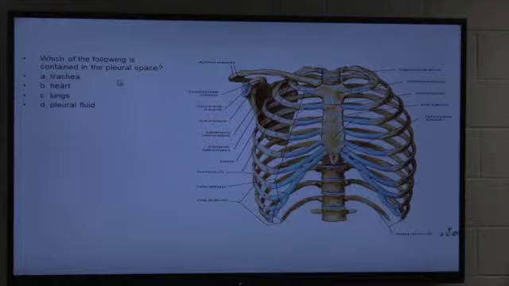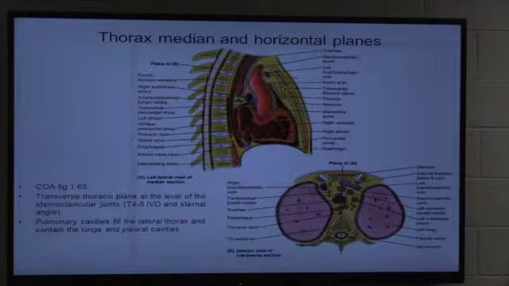Which of the following is contained in the pleural space? The trachea, the heart, the lungs, or some pleural fluid? The answer is pleural fluid. I put this diagram here to show you that these are the pulmonary cavities. All this stuff in the middle is the mediastinum.